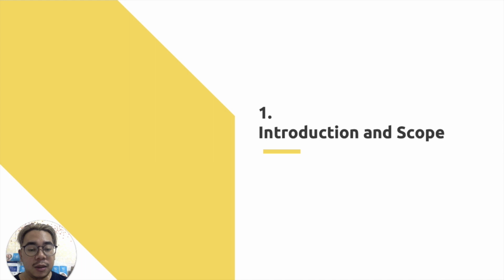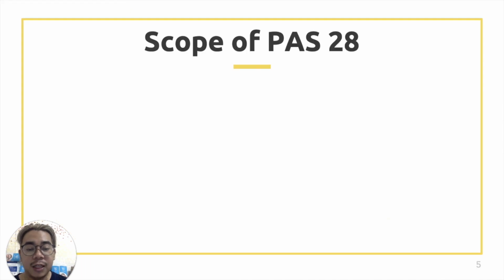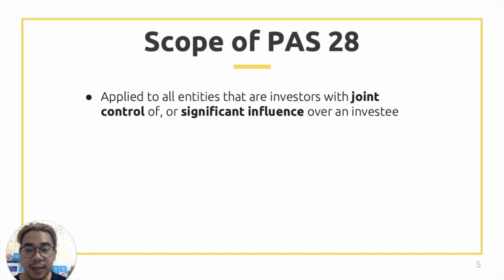So, let's first discuss introduction and scope. For the scope of PAS 28, PAS 28 will be applied to all entities that are investors with joint control or significant influence over an investee. So that's two: joint control is for joint venture, significant influence is for investment in associate. We will focus our video tutorial today on significant influence or investment in associate.